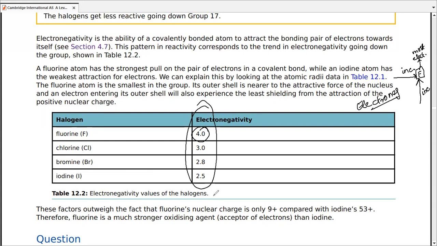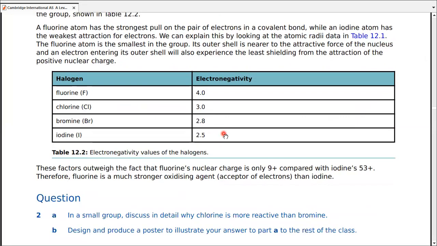Since the fluorine atom is the smallest in the group as per its size, its outer shell is nearer to the attractive force of the nucleus, and the electron entering its outer shell will also experience least shielding from attraction of the positive nuclear charge. So these factors outweigh the fact that fluorine's nuclear charge is only 9 positive compared with iodine's 53 positive. That's why fluorine is a much stronger oxidizing agent or acceptor of electrons than iodine. So hopefully this gives you the idea of why electronegativity of fluorine is more and iodine is less, or any two halogens for that matter in comparison.